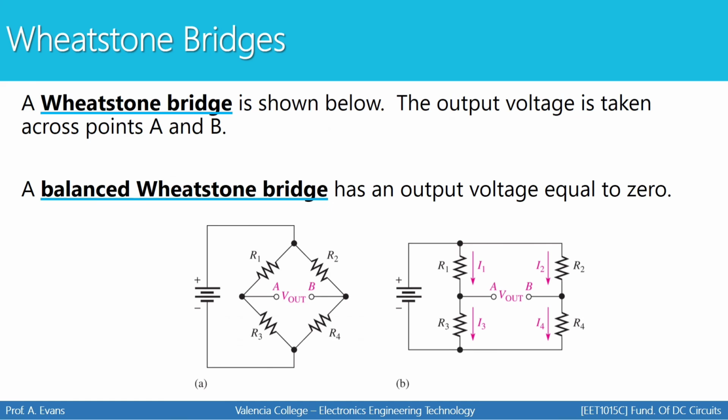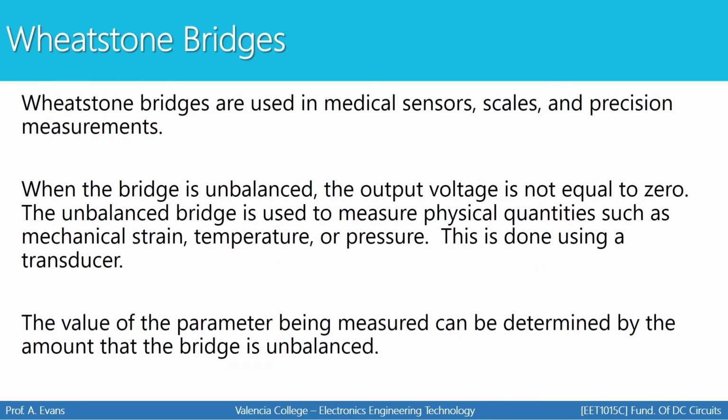The last topic in this video is a Wheatstone Bridge. An example of a Wheatstone Bridge is shown below. It has a configuration that's a diamond shape where you measure the voltage from points A to B. A balanced Wheatstone Bridge has an output voltage that's equal to 0. So a perfect Wheatstone Bridge would have a voltage that's equal to 0.